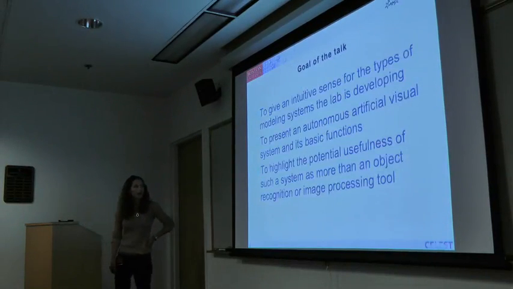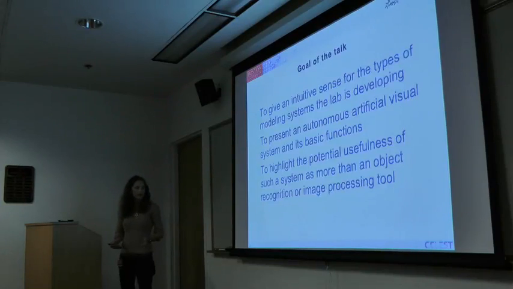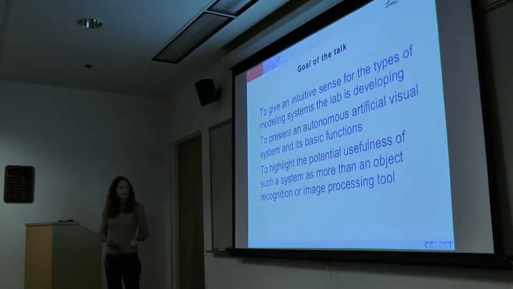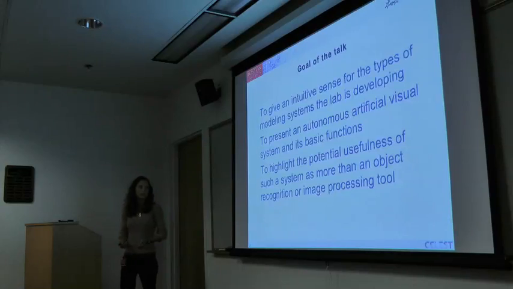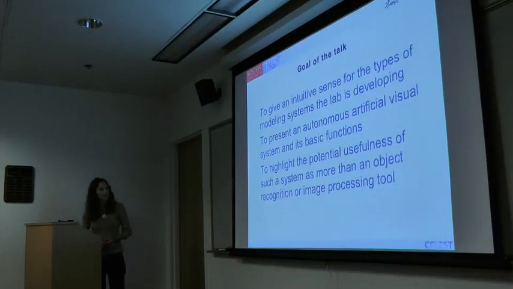So the goal of this talk is really to give an intuitive sense for the type of modeling systems that we're building, and not to dive into the mathematical detail of the models. But if there is a question about the presentation, I would be happy to address those after the talk. And also to highlight the potential usefulness of such a system. As Anatoly mentioned, it is complex, and one of the fundamental questions we always ask ourselves is, does it need to be this complex? And what is the advantage of having such a system?